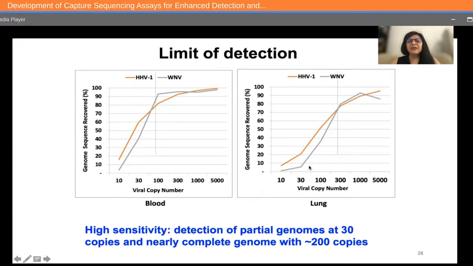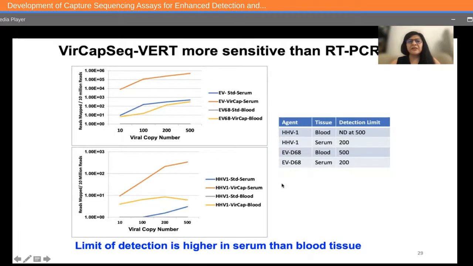In blood and in lung, we are also seeing almost like 5 to 20% of genome recovery at 30 copy number. But even with lower copy numbers, there's still some detection, showing that it's very sensitive. And this particular result shows that it's even more sensitive than RT-PCR.